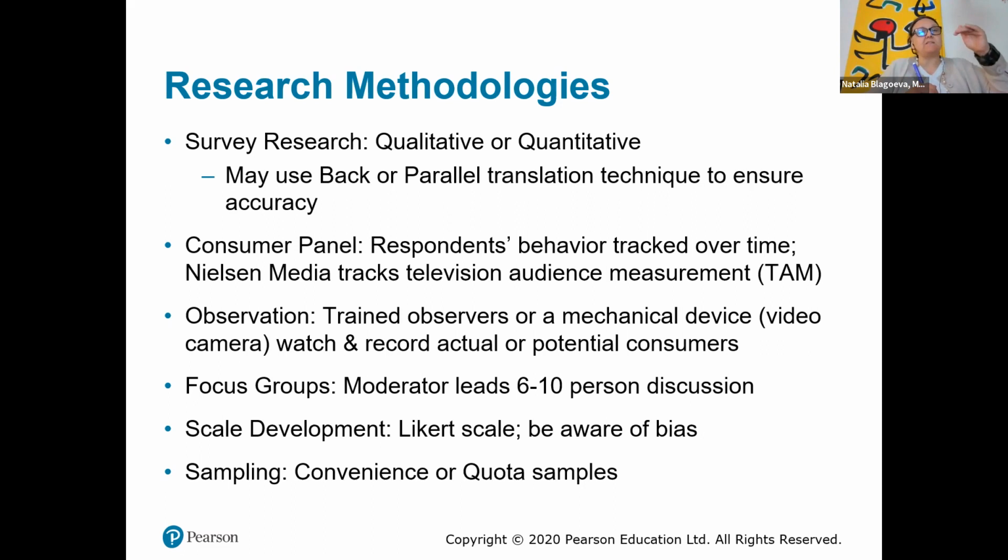So the best answer is number 1, not 5. So we need to be very clear, both for technical mistakes, but also for misunderstandings and cultural differences. Another big topic in research is sampling.